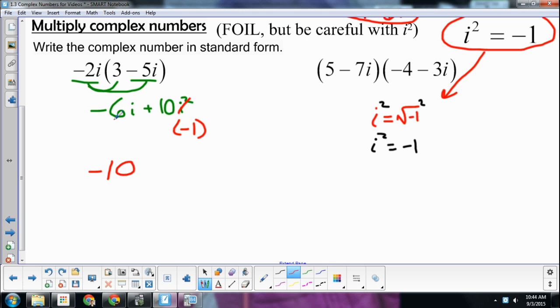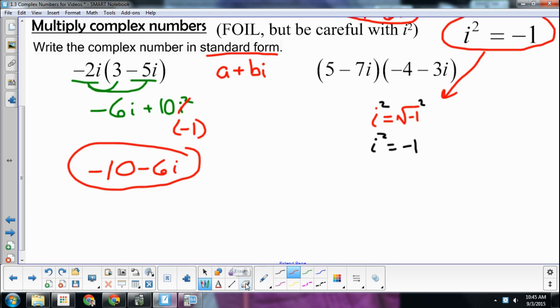Now, I write the real part first, and then I write the imaginary part, negative 10 minus 6i, because I'm told to put it in standard form. Standard form always has the real part plus the imaginary part. So real plus imaginary, standard form, ready to go.